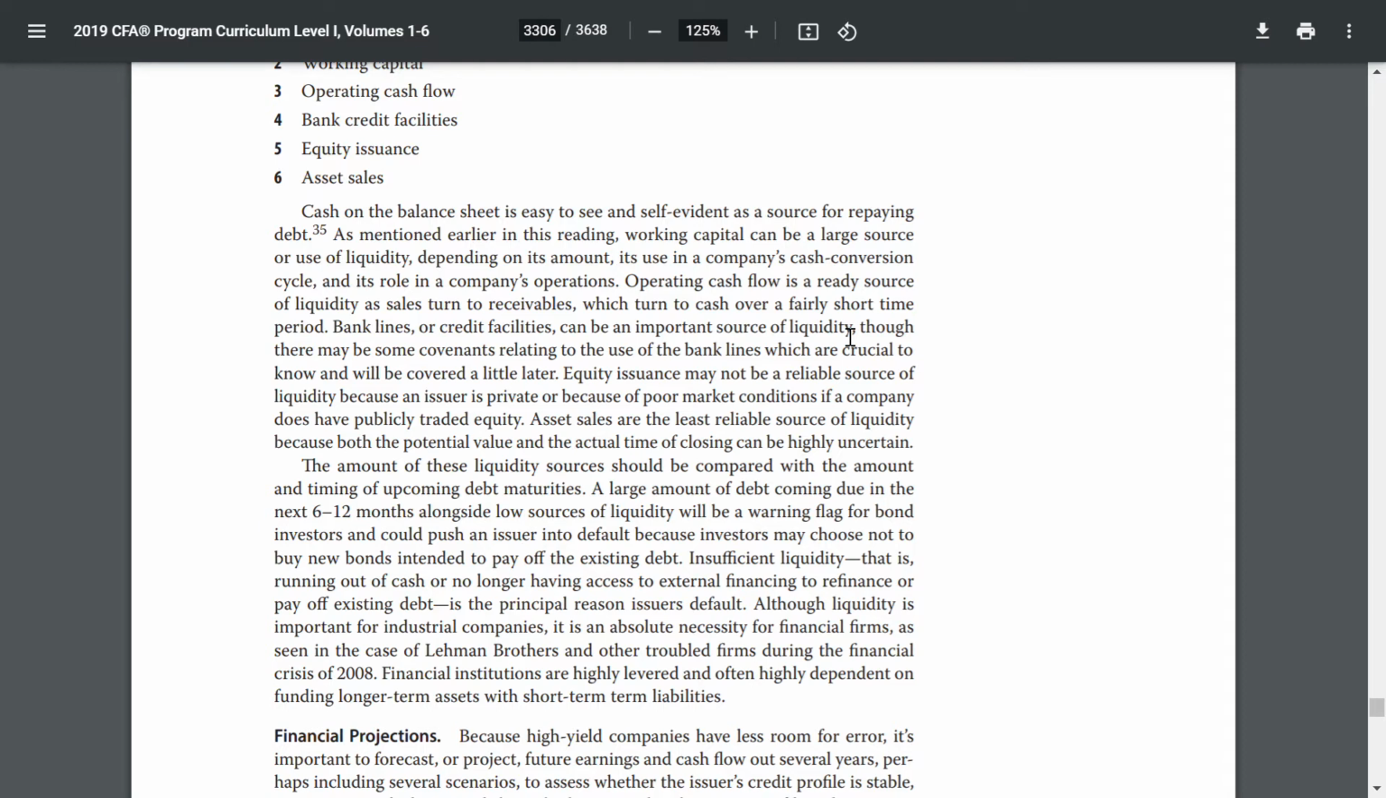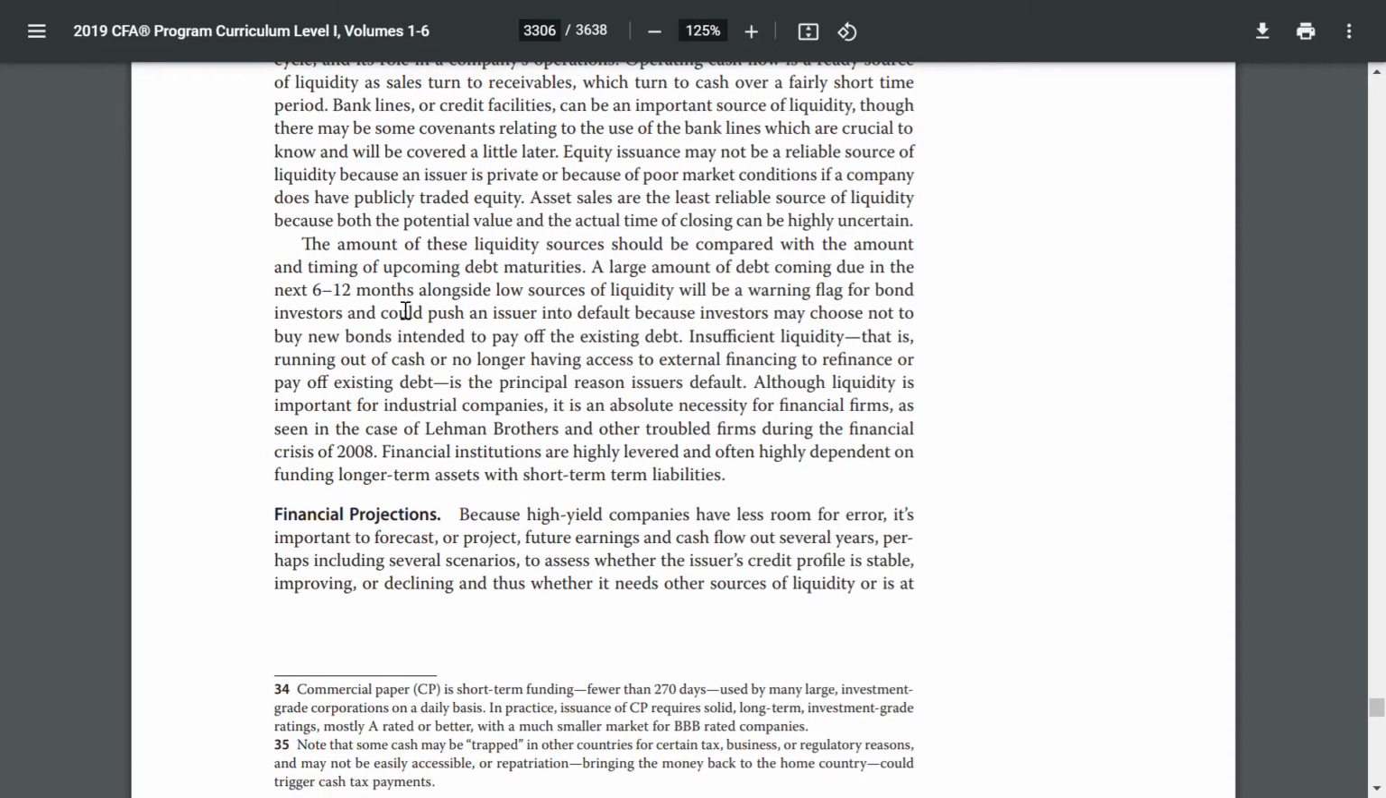The amount of these liquidity sources should be compared with the amount and timing of upcoming debt maturities. A large amount of debt coming due in the next 6 to 12 months alongside low sources of liquidity will be a warning flag for bond investors.